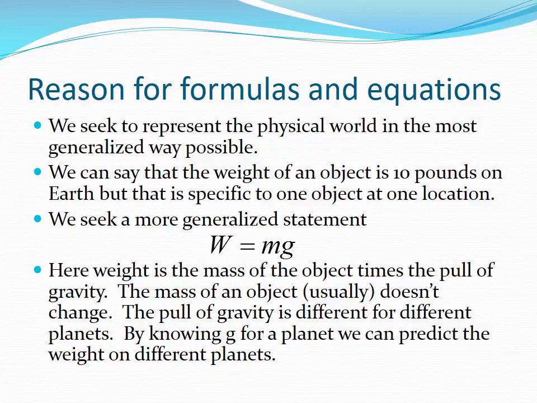Our reason for using formulas is that we seek to represent the physical world in the most generalized way possible. We can say that the weight of an object is 10 pounds on Earth, but that is specific to one object at one location. We seek a more generalized statement, such as W equal mg. Here, weight, represented by W, is the mass of the object times the pull of gravity. The mass of an object doesn't change. The pull of gravity, on the other hand, is different for different planets. By knowing g for a planet, we can predict the weight on different planets.